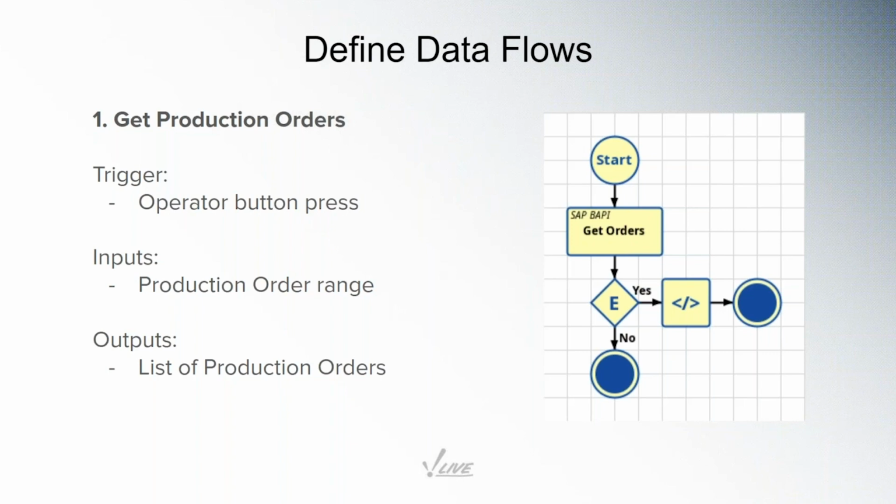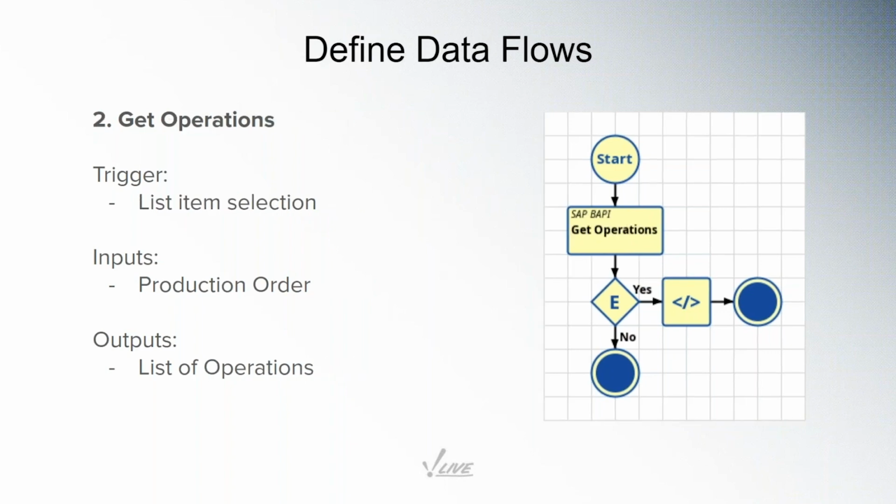Then you're going to have a number of inputs. So what are the production orders that I actually want to get? Do I want to limit that based on maybe the plants that I'm at, or limit it based on only orders that are scheduled for the next week, so I can only work ahead as far as a week? And then the output of this is going to be my list of production orders.